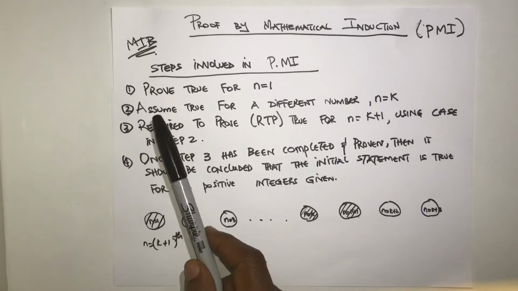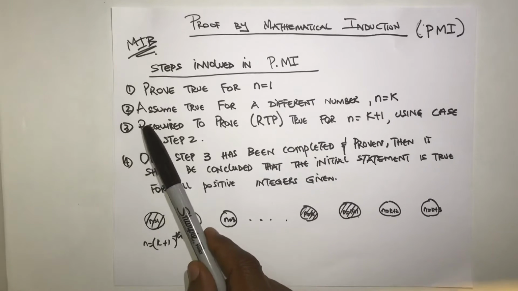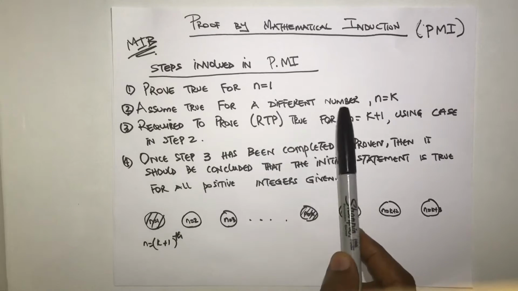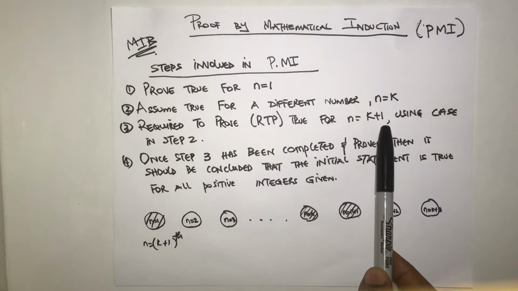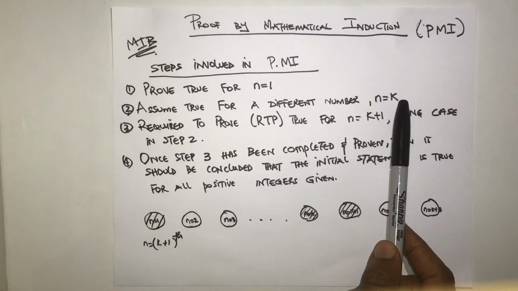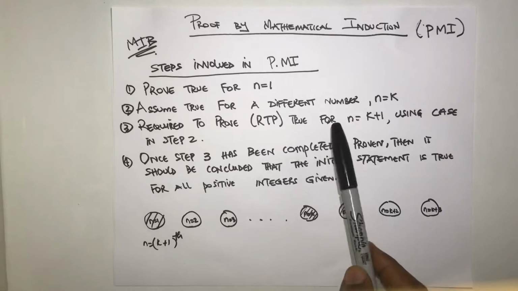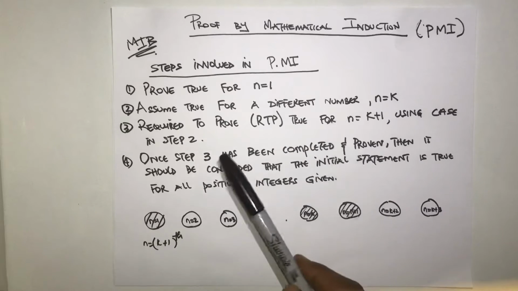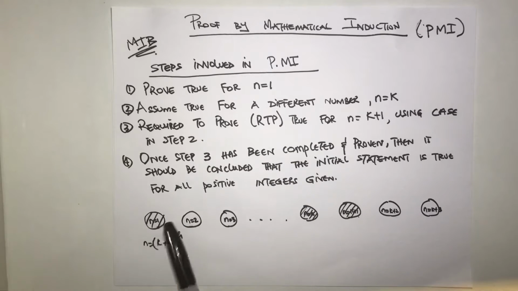And the steps involved are: 1, you want to prove true for n equals 1. 2, you want to assume true for a different number, which is n equals k. 3, you are required to prove true for n equals k plus 1 using the case in step 2, which was when you assumed true for n equals k. And then the fourth step is that once step 3 has been proven true, where once you have proven true for n equals k plus 1, then it should be concluded that the initial statement is true for all positive integers.